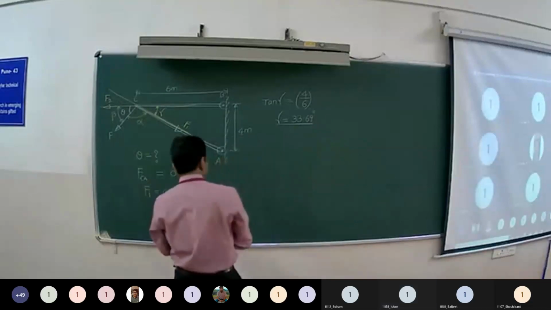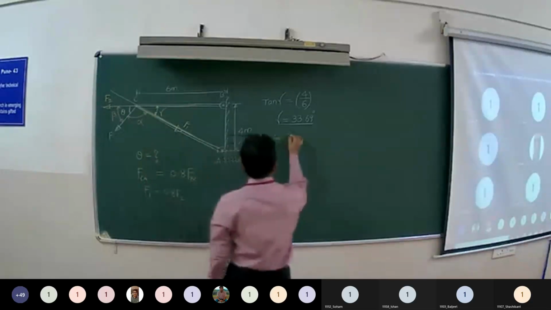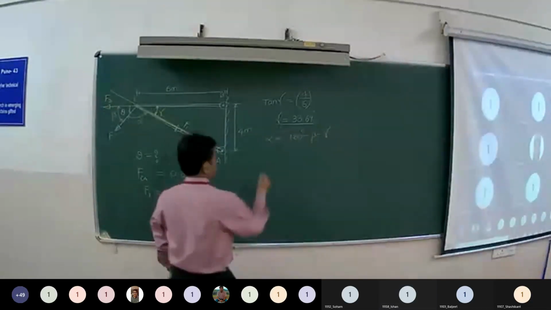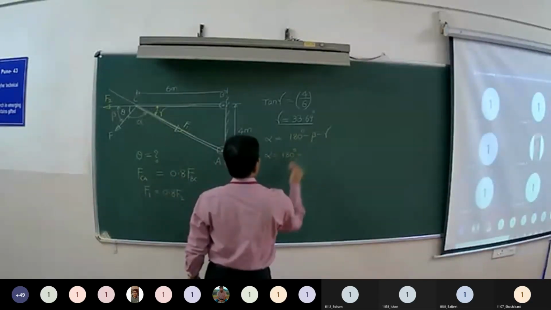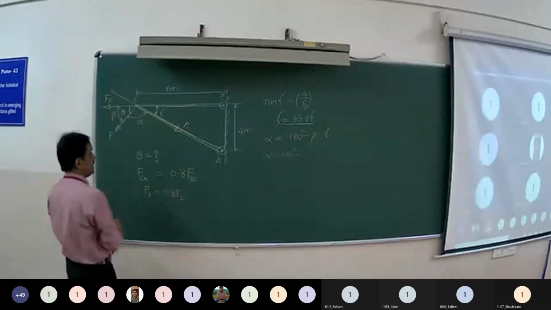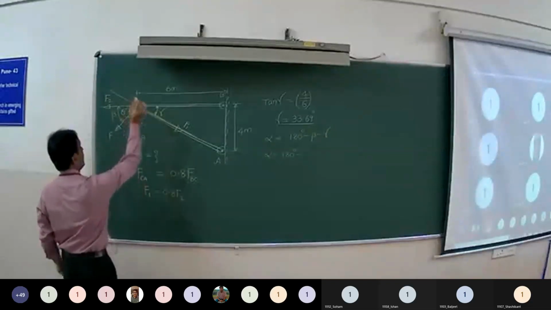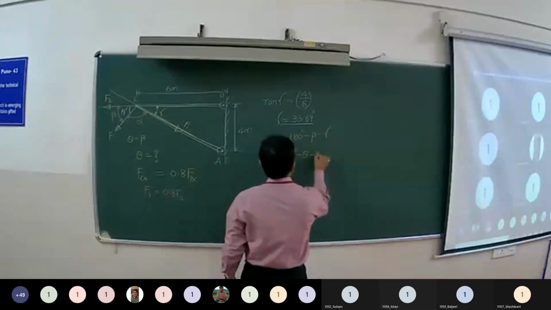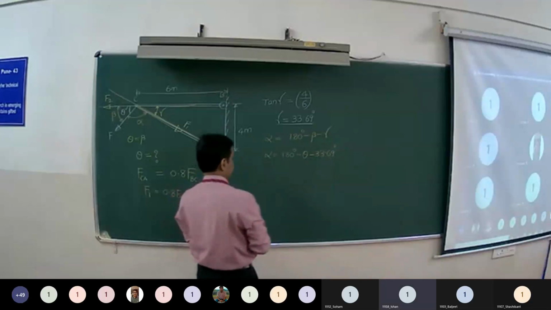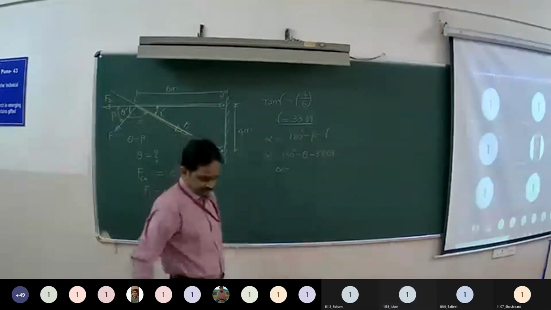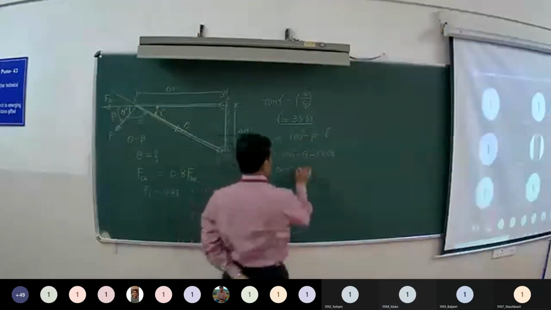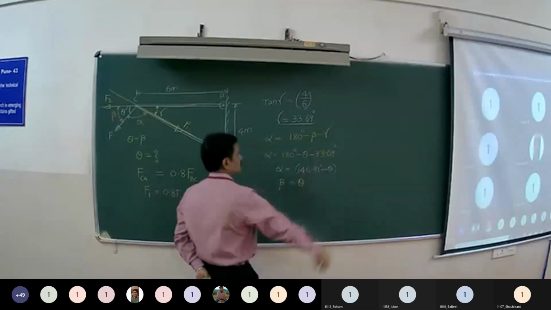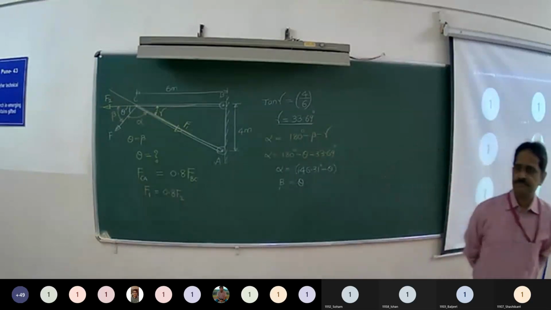Okay. Now, what is angle alpha? Alpha is equal to 180 minus beta minus gamma. So alpha is equal to 180 minus, see here, theta is equal to beta. It is given the angle made by F with respect to BC as theta, and I am considering that as beta. So it is 180 minus theta minus 33.69. So we have angle alpha as 146.31 minus theta, whereas beta is equal to theta. Understood?